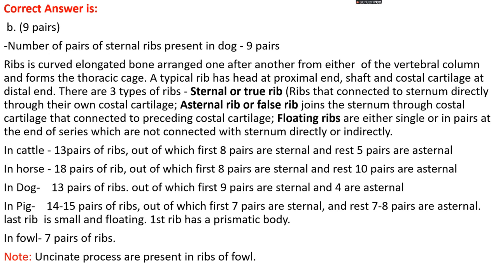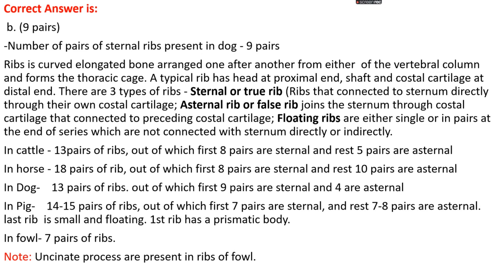Second is asternal or false ribs, which join the sternum through costal cartilage that connects to the preceding costal cartilage. Third is floating ribs, which are either single or in pair, located at the end of the series, and which are not connected with the sternum directly or indirectly.